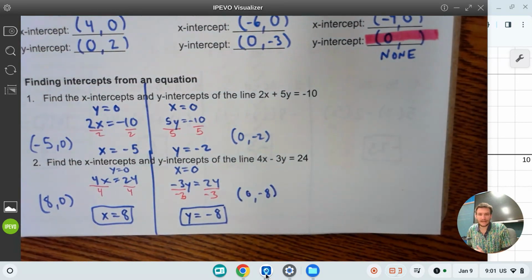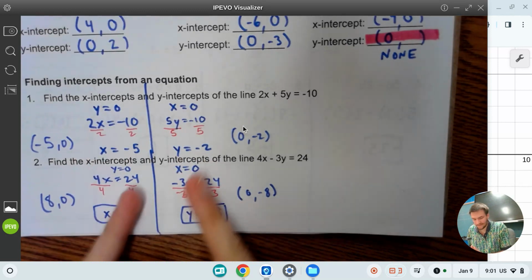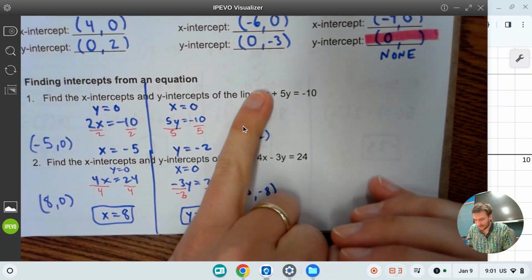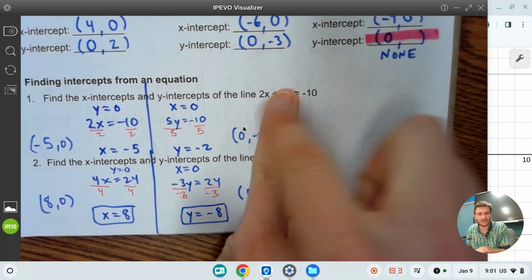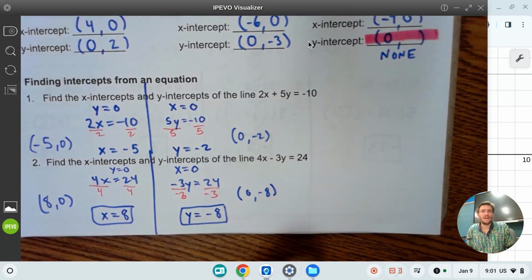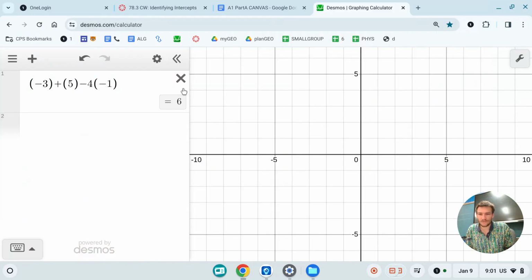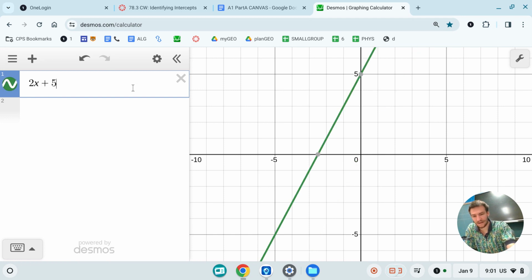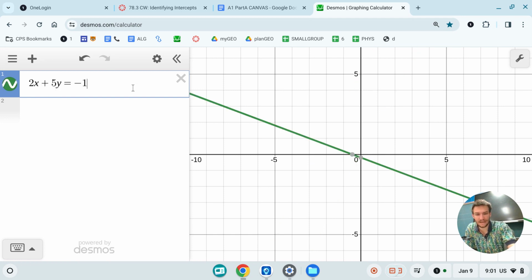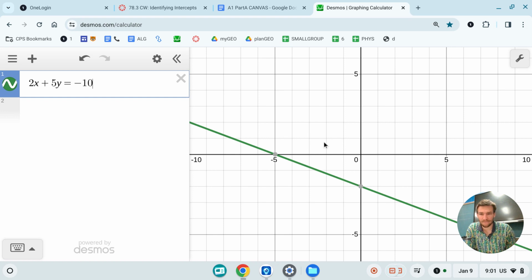And we're going to get -8 as our final answer. Now the good news is, as much as this was very easy and we just covered up one at a time, y equals 0, so cover the y, easy equation from the first week of school. You can also go to Desmos, type it in, 2x plus 5y equals -10. It will show you the graph, and it will show you the intercepts. The same ones that we found are right there.